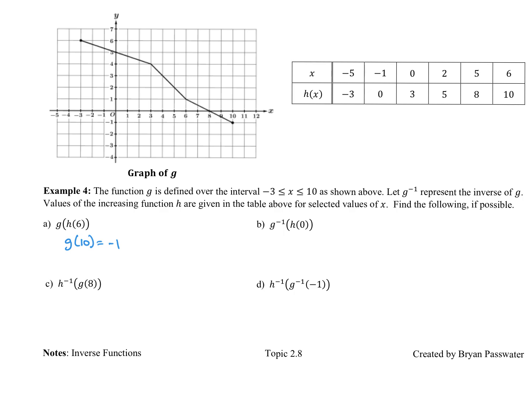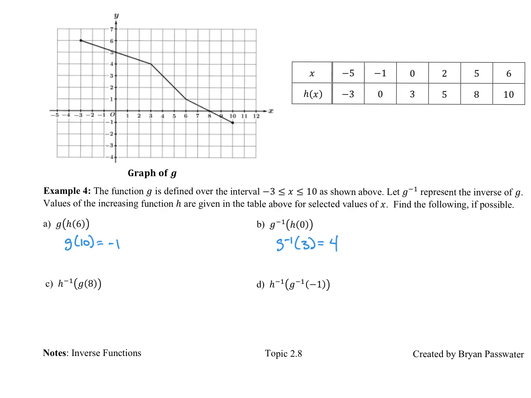All right. And so let's look at part B now. So now I have g inverse of h of 0. So what do we need to do first? H of 0. And so what is h of 0? It's 3. And so now we're finding g inverse of 3. And so what am I looking for when the y value is 3? And so now looking at it graphically, when is the y value 3? At what? At 4. And so g inverse of 3 is 4.